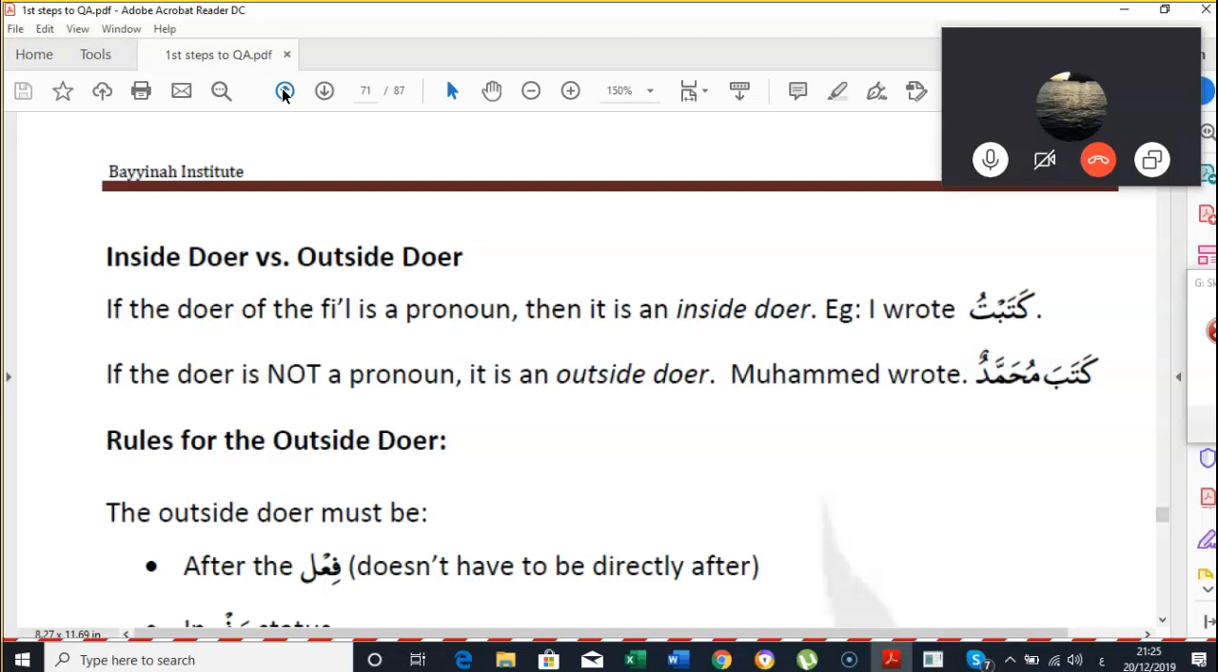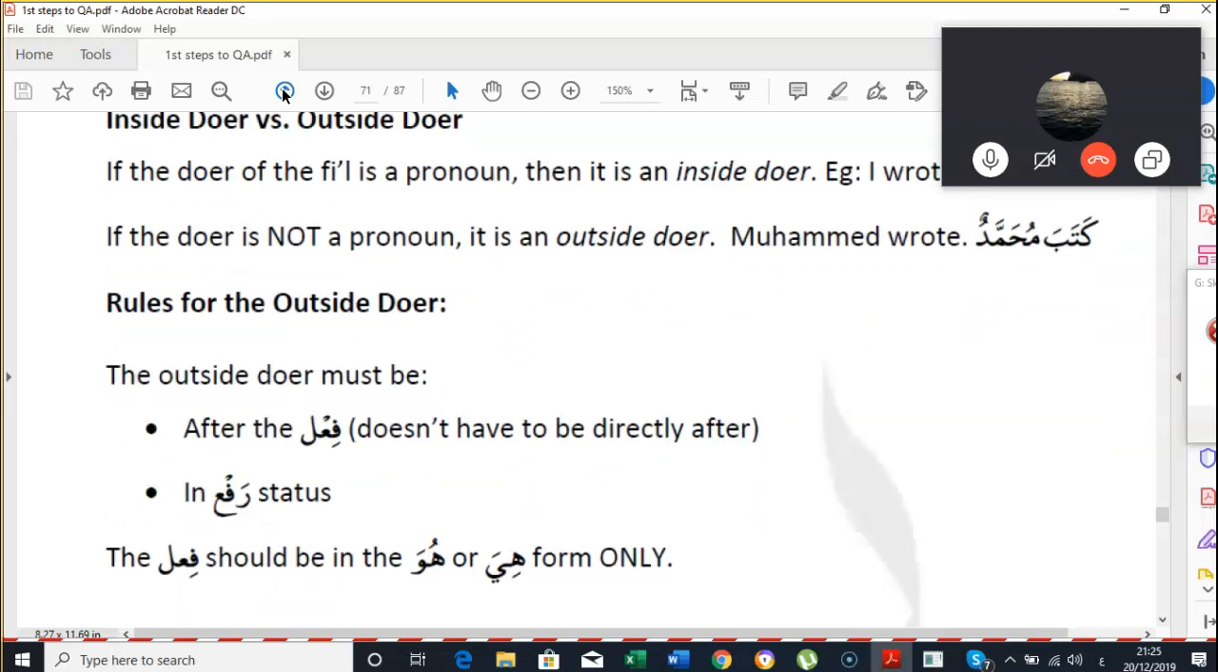Okay, inside doer versus outside doer. If the doer of the fi'l is a pronoun, then it's an inside doer. Example, I wrote, katabtu. If the doer is not a pronoun, it is an outside doer. Simple as that. Muhammad wrote: the way you would say that is kataba Muhammadun. You can't put the word Muhammad into the actual fi'l.